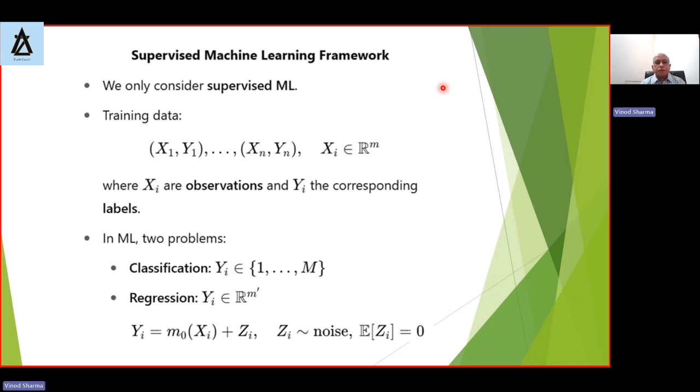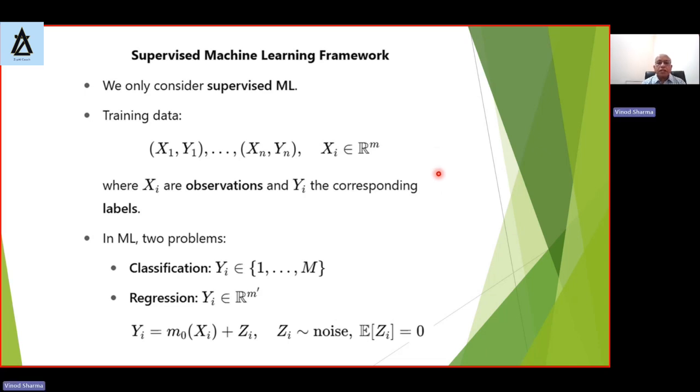So we'll work in the following framework in most of this video. This is the supervised machine learning framework, although we will also talk a little bit about the unsupervised case. In the supervised case, we start with training data (x1, y1) to (xn, yn). So n data samples. The xi are the observations, maybe images and so on, which form a vector in R^m. And yi are the corresponding labels. So if the xi's are images, yi may be the objects that are given in image xi.